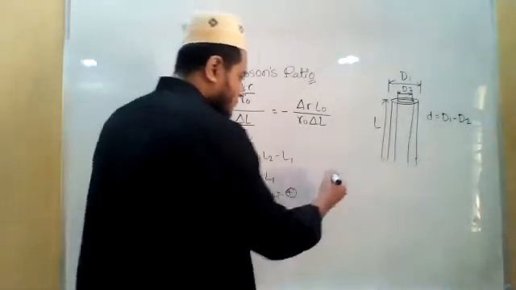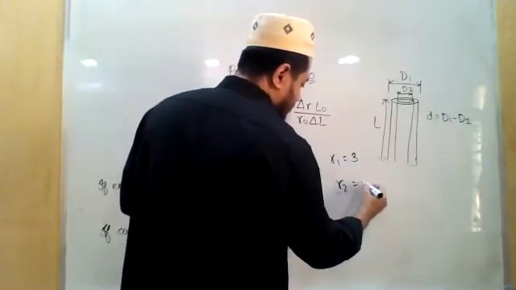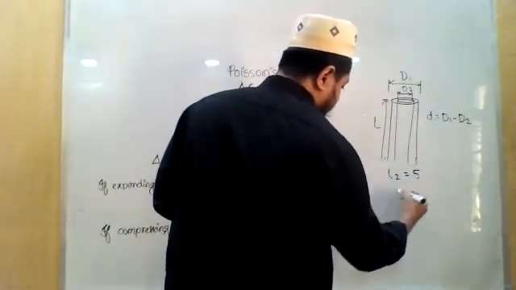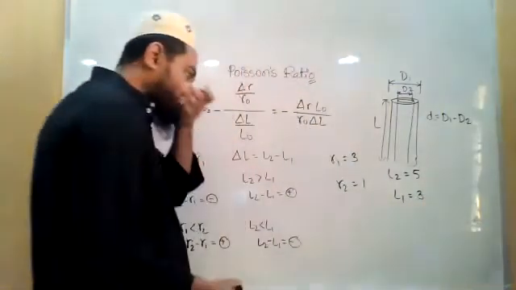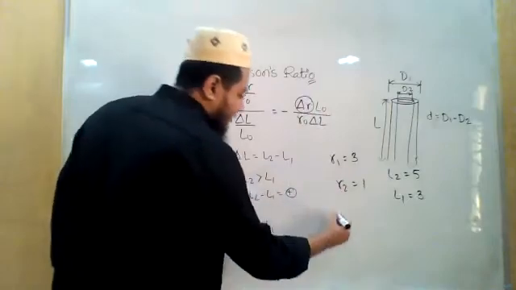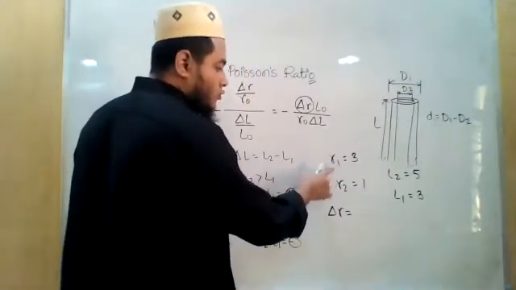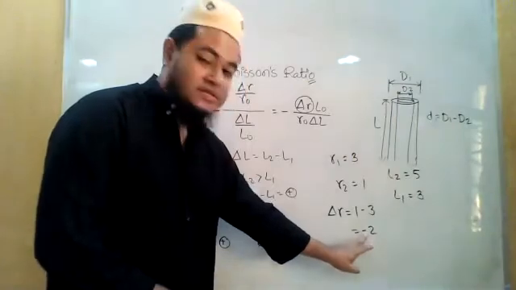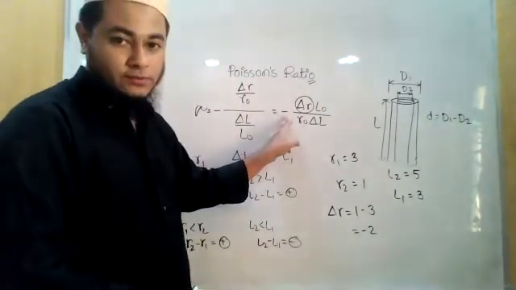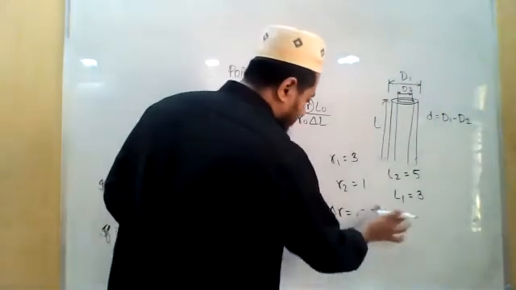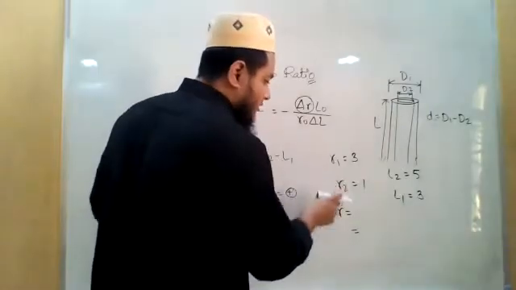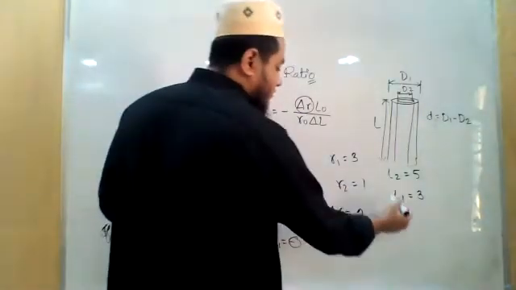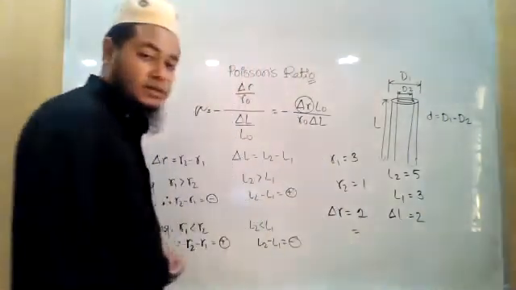Okay, for example, R1 is 3, R2 is 1. As radius is decreasing, that means its length is increasing. So L2 is, let us say, 5 and L1 is 3. So if I want to tell you to find out delta R, normally you are supposed to do R2 minus R1, you are supposed to write 1 minus 3 is equal to minus 2. But this minus is not required anymore, because I have already put a minus over here, right? So as I have already put a minus over here, from here you can just take the difference. What is the difference between 3 and 1? The difference is 2, so just write 2. And what is the difference between the length, delta L? That is also 2. Okay, so take just the difference.